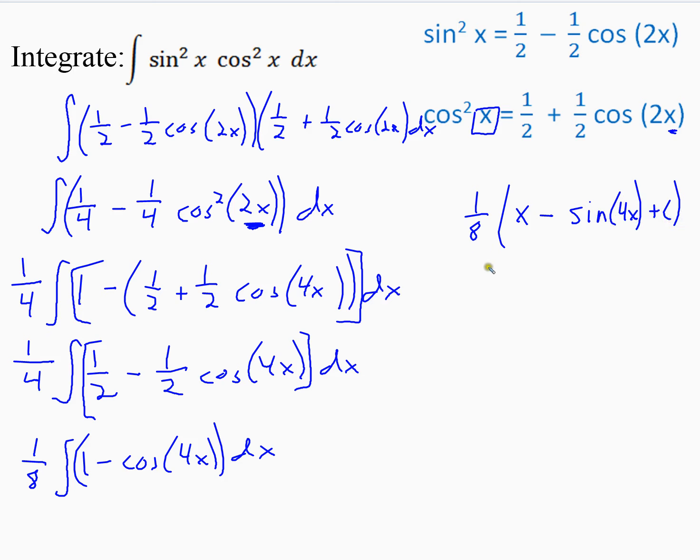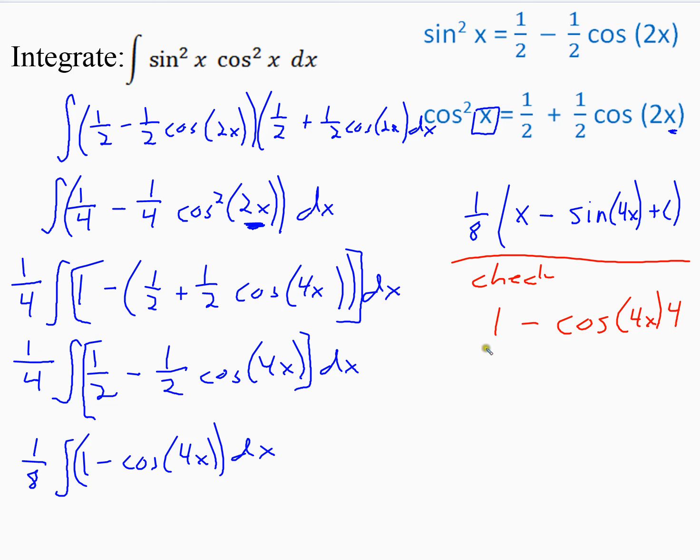And distributing, we get 1/8 x. Oh, I'm sorry. First, we want to check this. We'll check our integral here, and then we could distribute that 1/8 through there. So we'll check our derivative. Derivative of x is just 1. Derivative of negative sine is cosine of 4x times the derivative of what's inside, which is 4.